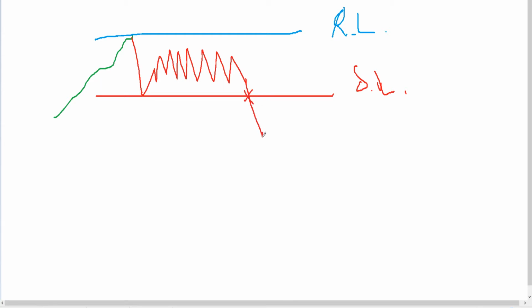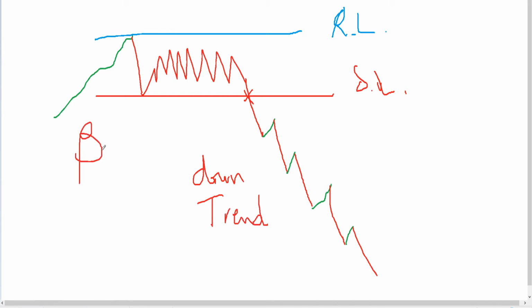Now when it crosses, it will never go back to the support line. So what will happen is that it will do like this. Okay, this is just a way to do things. It doesn't mean that the market will go the same as this, but it is just something that I will show. Okay, now this is a downtrend, and this is the bear market. Let's say 2019 is a bear market.